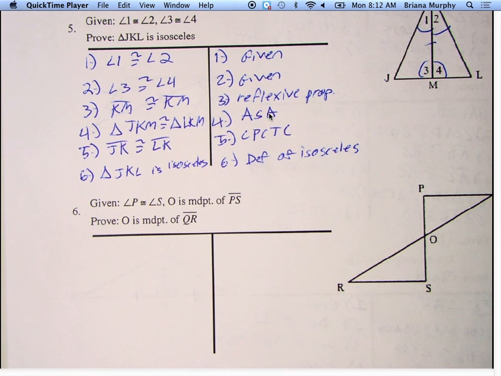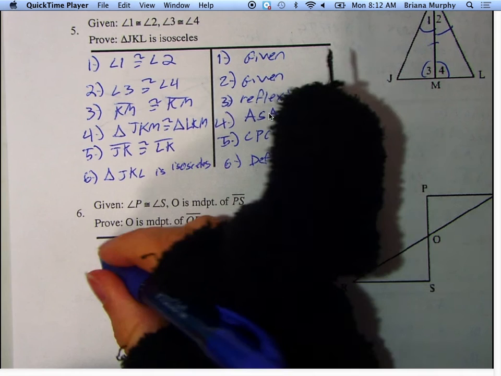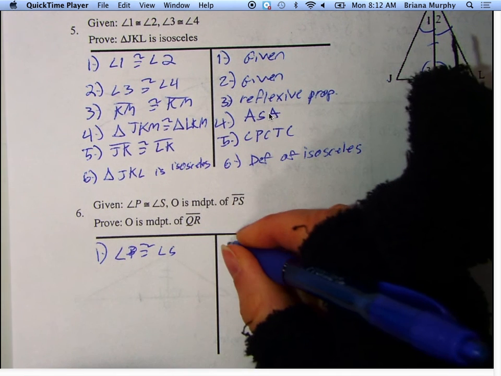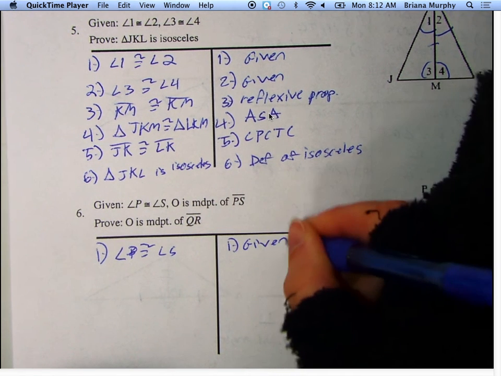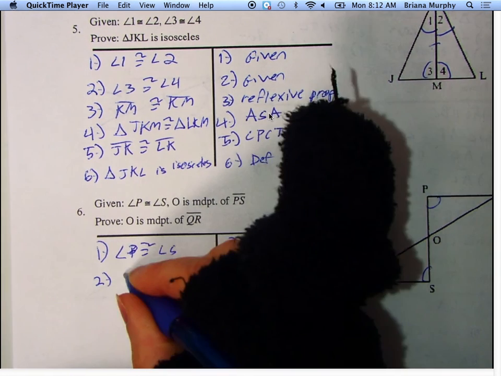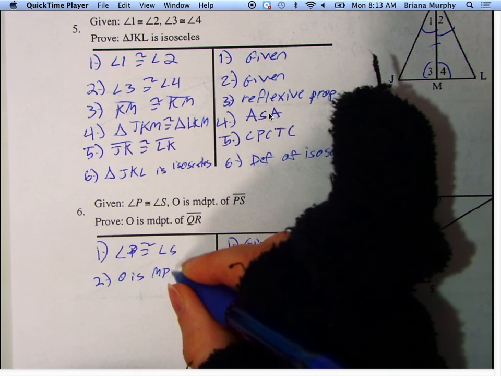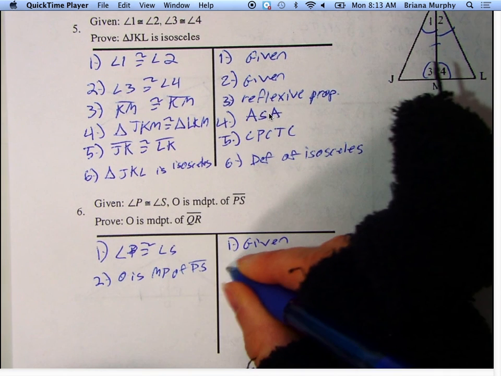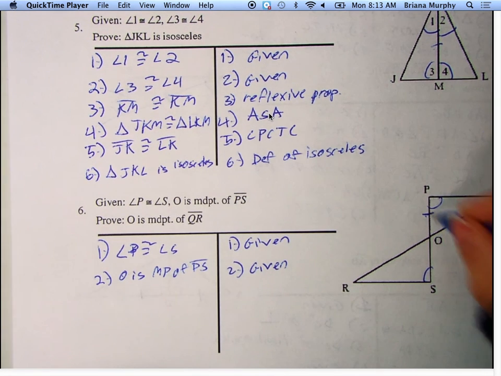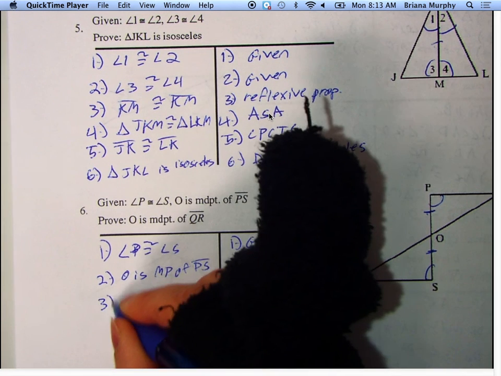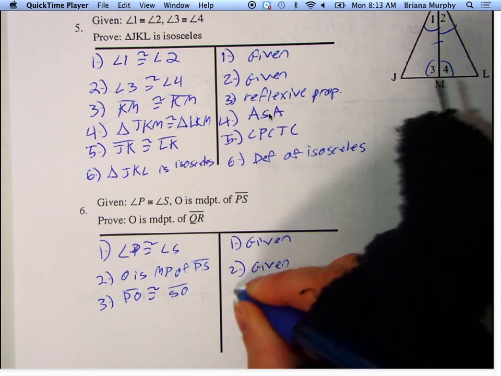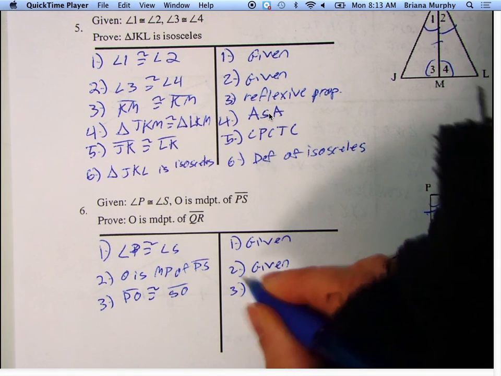All right, guys. What's the first thing you have down? Angle P is congruent to angle S. Angle P is congruent to angle S by what? Given. And then we mark it on our paper. P is congruent to S. Number two. O is the midpoint of PS. Given. And what does that mean? If O is the middle of PS, that means these two are what? Congruent. So we can say PO is congruent to SO by definition of midpoint.